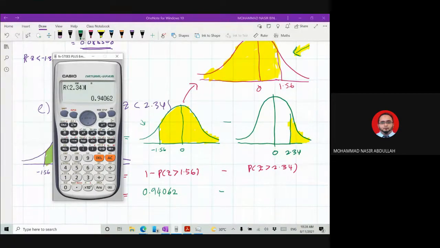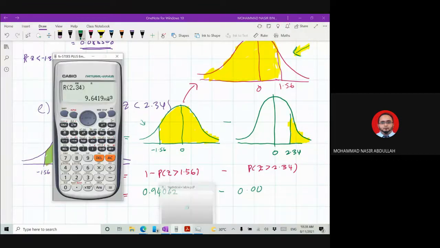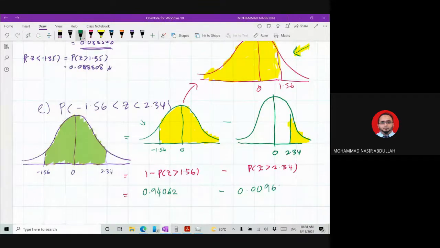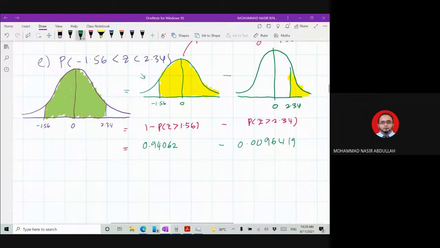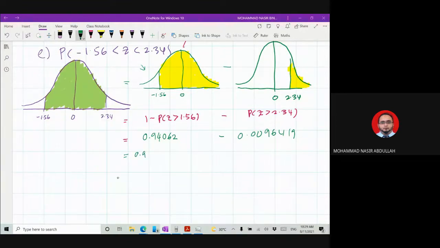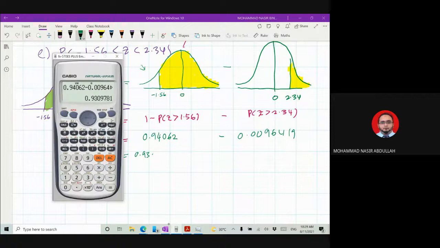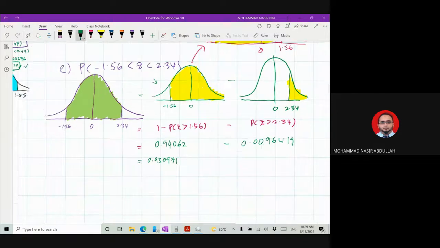2.34. So which is 0.0096419, right? So lebih kurang sama lah kalau kita tengok calculator table nanti kita tengok jawapan dia. 0.94062 minus 0.0096419. So it should be 0.93097. So this is by using calculator lah.